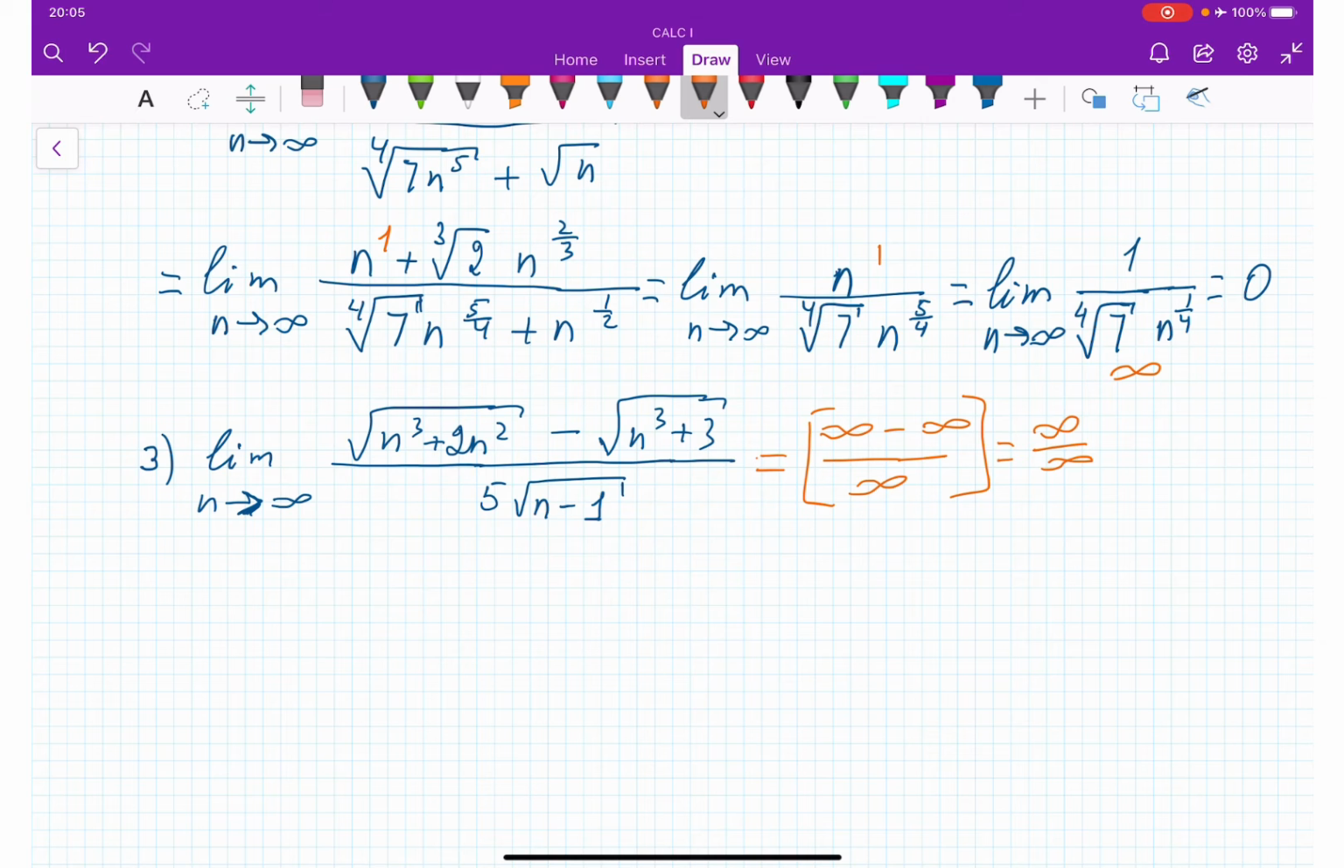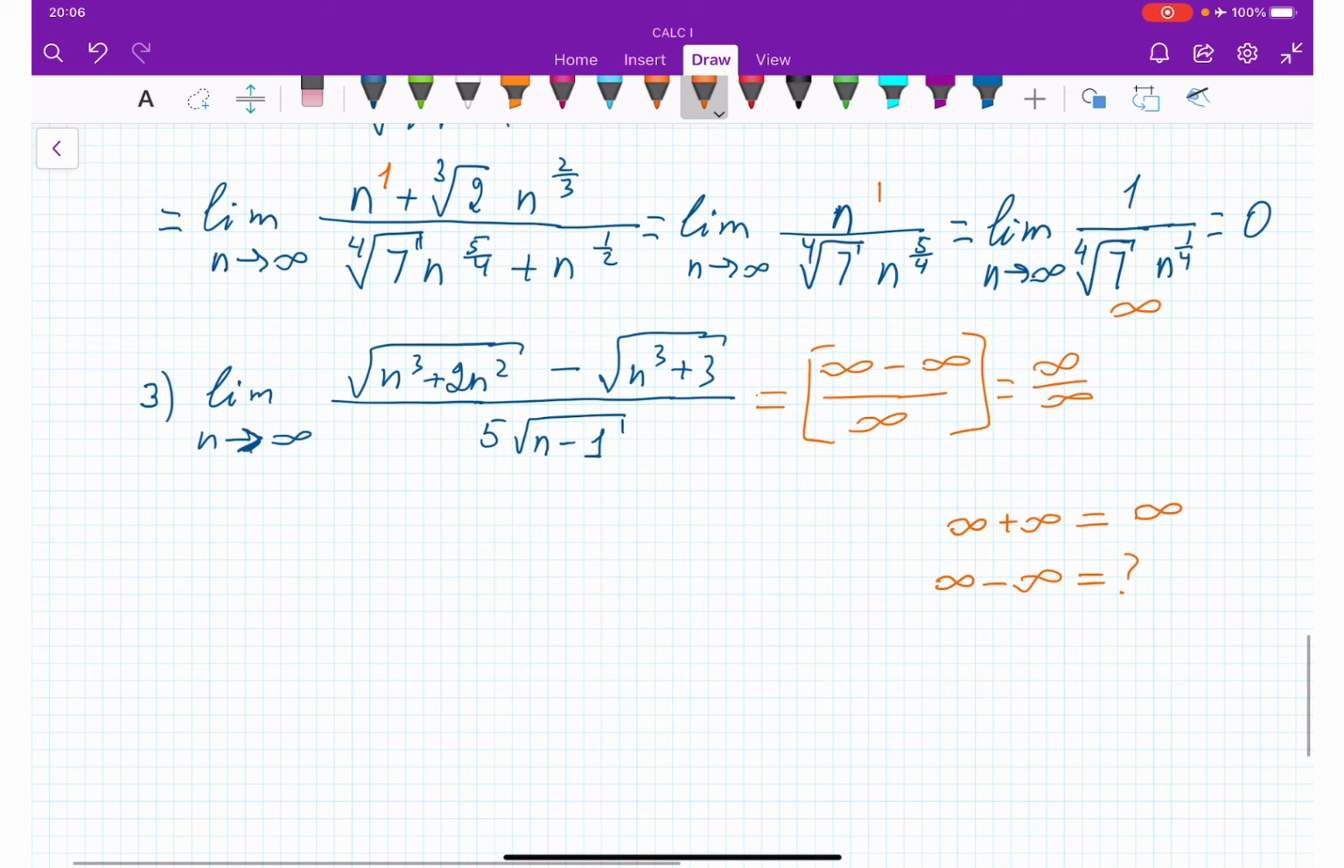Let me step back and explain how infinity minus infinity behaves and what's the difference between infinity minus infinity and infinity plus infinity. When we have infinity plus infinity, clearly it's going to be infinity, because a positive number plus a positive number is a positive number. In the case of subtraction, it's a completely different story. If we take an example with numbers, 5 minus 4 or 4 minus 9, or 4 minus 5, it's a completely different story.